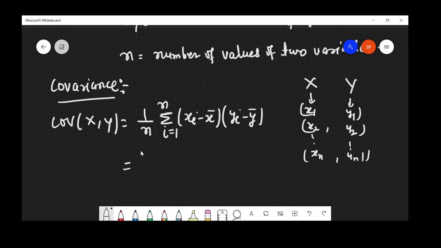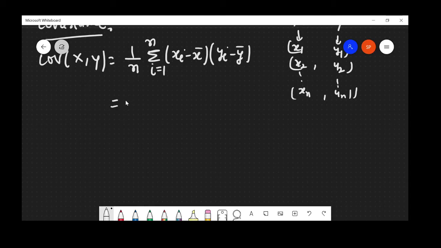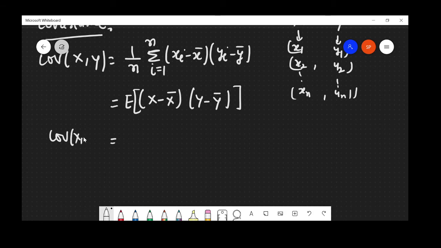And now the covariance term we can write in the form of expectation: the expectation of x minus x bar into y minus y bar. After simplifying and multiplying, we get the covariance of xy is equal to expectation of xy minus expectation of x into expectation of y.